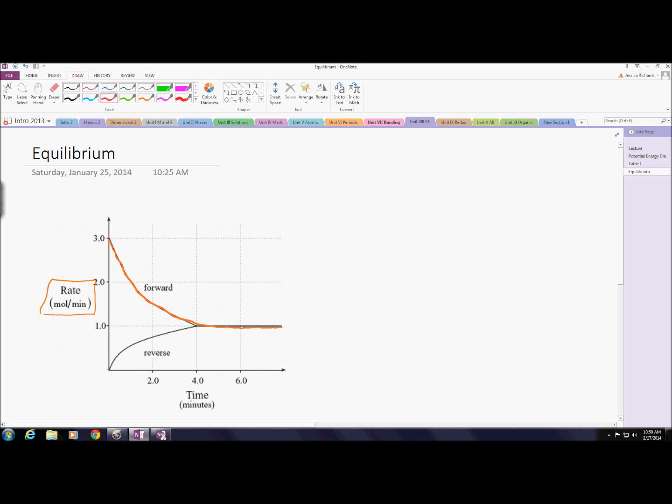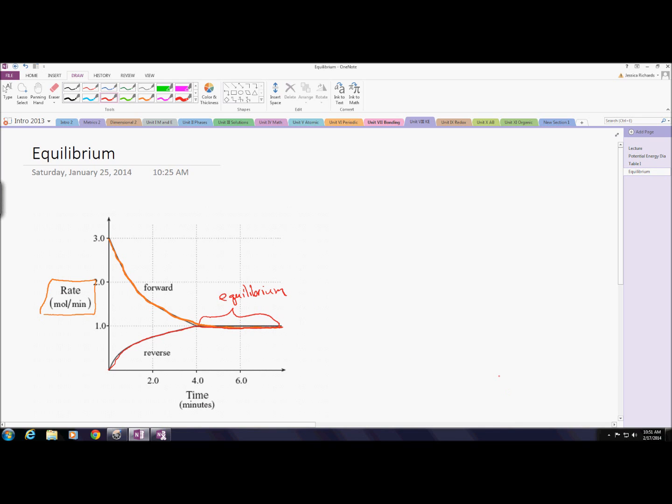As we make more products, the reverse reaction starts to speed up and it goes faster and faster until they reach a point where the rates of the two reactions are the same. So notice that the line meets if we're graphing rates, and the rates are the same. This section right here, where they're the same, is equilibrium.